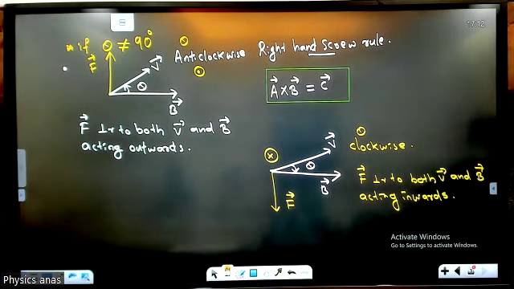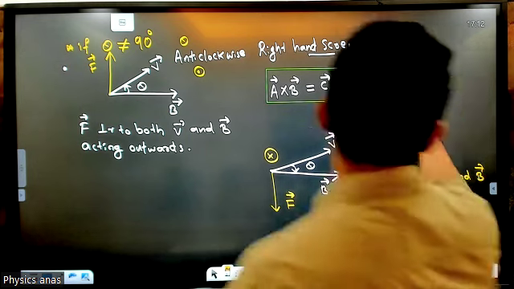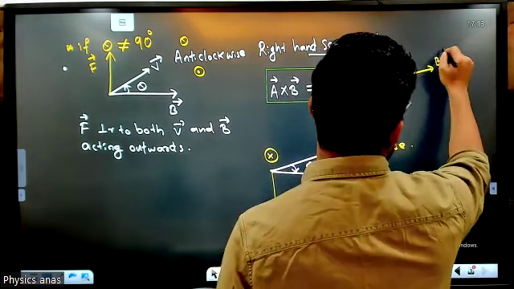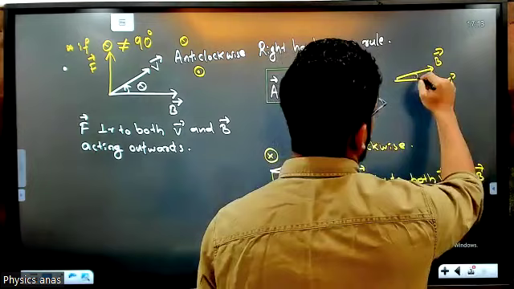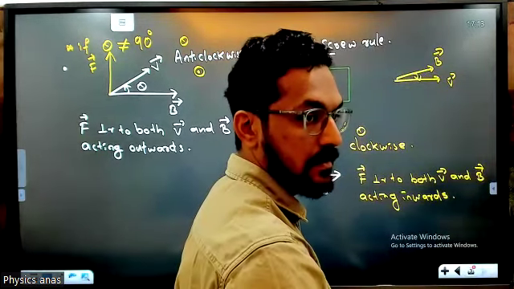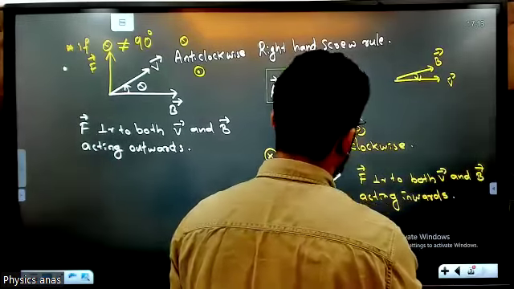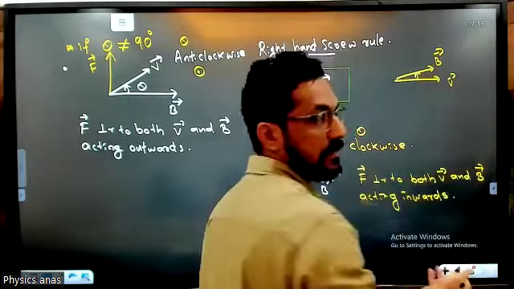Because you measure the angle from V to B, right? So the first case is like this. If the angle is measured from V to B clockwise, this is V cross B. We are supposed to take V cross B, right? But if you need B cross V, then it will be like this.